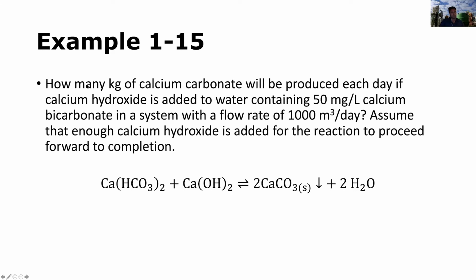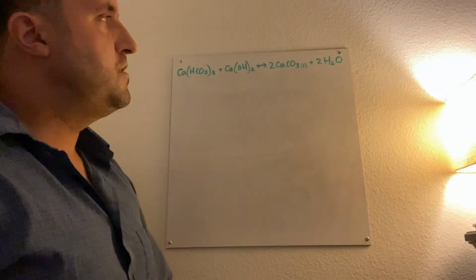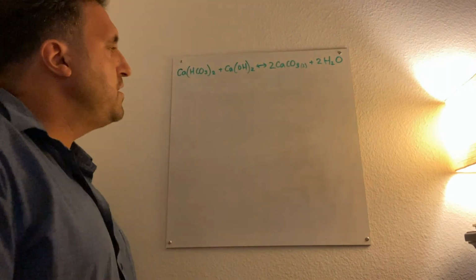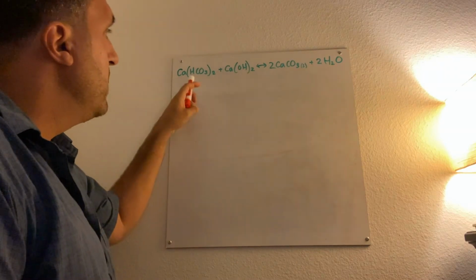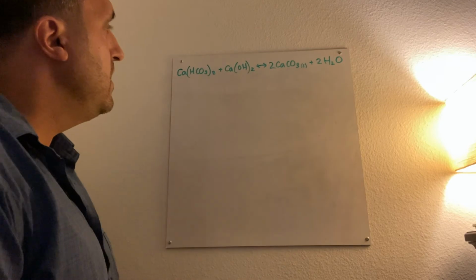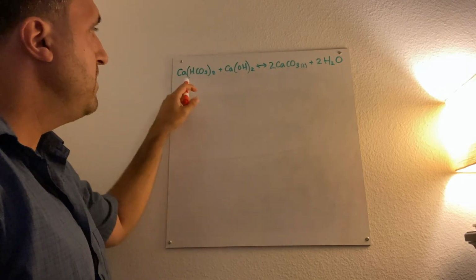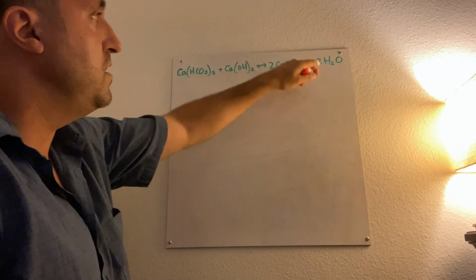One more example. How many kilograms of calcium carbonate will be produced each day if calcium hydroxide is added to a water source containing 50 milligrams per liter of calcium bicarbonate in a system with a flow rate of 1,000 cubic meters per day. And for this example problem, assume that enough calcium hydroxide is provided for the reaction to proceed forward to completion. All right, so in this example, we're trying to figure out how much calcium carbonate is produced in a given reaction. And so here we have the molar relationship between the four chemical compounds involved in the reaction, which is 1 to 1 to 2 to 2.